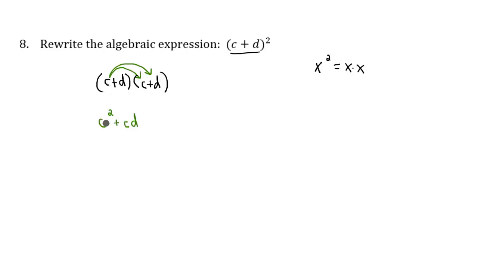I start with my c, so I get c squared plus cd. Then I distribute my d, so d times c, which is the same thing as c times d. So I wrote c times d here, and then the d times d is d squared. The only like terms I have are these middle 2 terms, so I'm left with c squared, and I have 2 of these c times d's. So I have 2 times c times d, and then plus that d squared at the end. So there's my final answer.